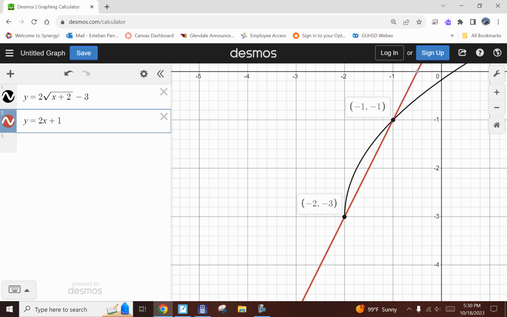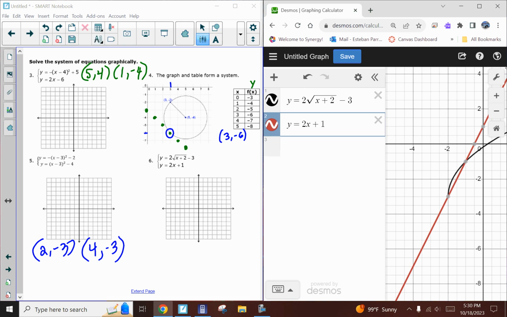So now it looks like that's where they're crossing. So (-2, -3) and (-1, -1). So (-2, -3) and (-1, -1).